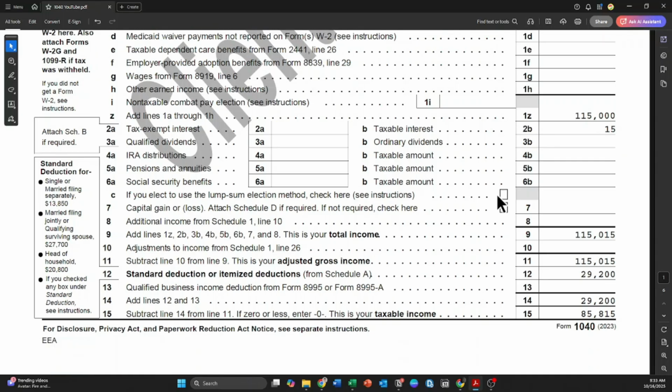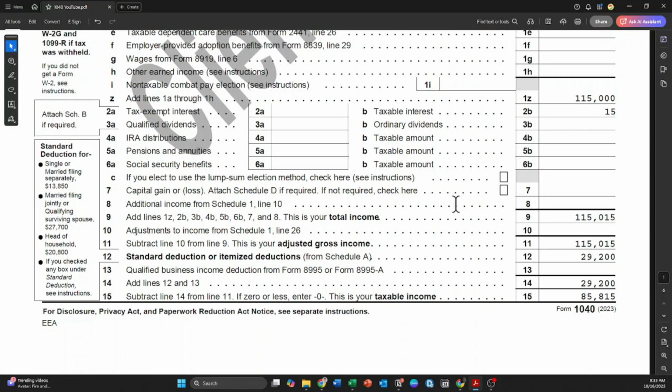So as we scroll down here, we can also see line 7. Line 7 would be if you had any sort of investments or stocks that you sold throughout the year, whether that was for a gain or for a loss. And then any sort of additional income that you might have had. So if you had a small business on a Schedule C, that income would come from Schedule 1, and that would be listed on line 8. So again, that's where all those different forms of income come from.